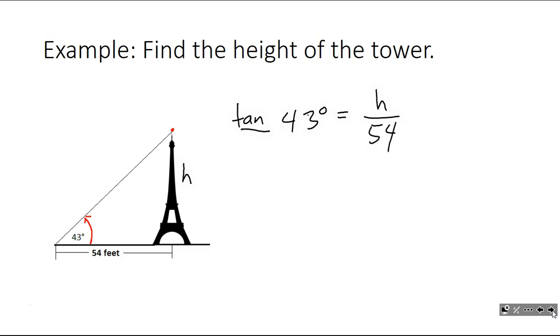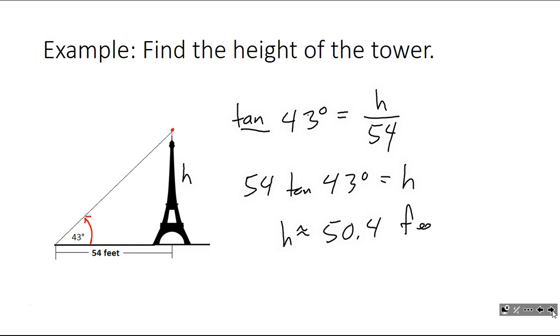Hey, we can go and clear the fraction. 54 tangent 43 will equal h. I know I'm reminding you for like the third time in this lesson, but make sure you're in the right mode. A lot of people have their calculators in radian mode. Switch it to degree. And what I got, rounded to a single decimal place, was 50.4. The units would be feet.